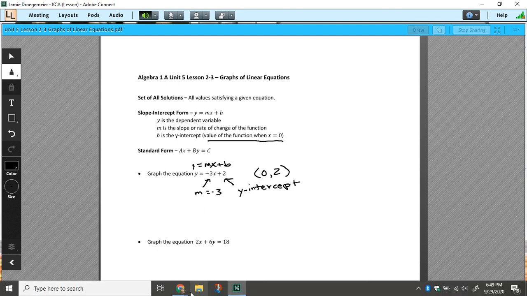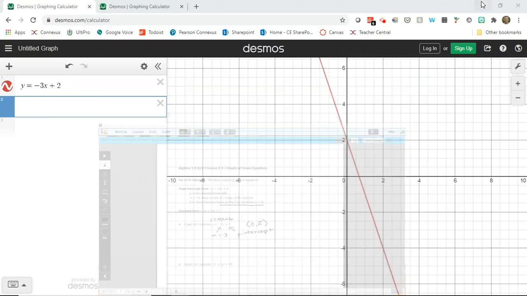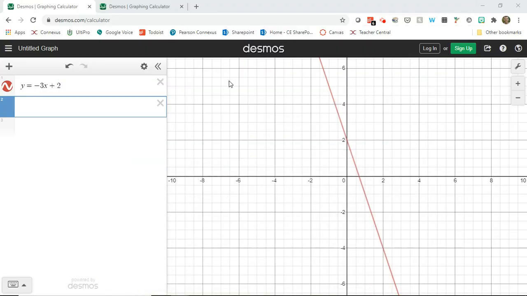I'm going to go ahead and pull up this equation in Desmos. So I've put the equation in, y equals negative 3x plus 2. And I'm just going to use this graph to illustrate how we could plot this by hand. So our y-intercept is right there. There's our point (0, 2). So it's crossing the y-axis at 2.